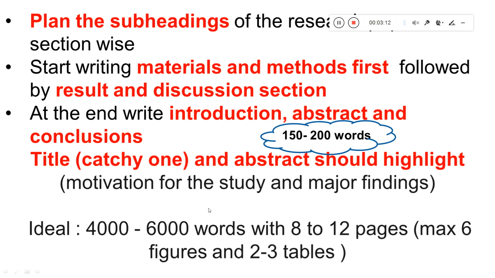Whenever you're planning to write a research article, the first thing you have to do is plan your subheadings properly. This will take some time. So you plan your subheadings and then start filling in the data accordingly. Usually when I write a paper, we start with the materials and methods first, because we have the entire details of the materials and methods that we have followed, and then comes the results and discussion.